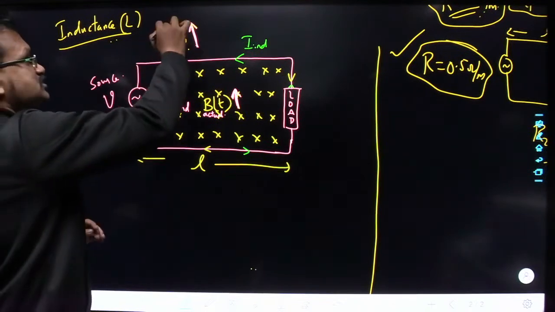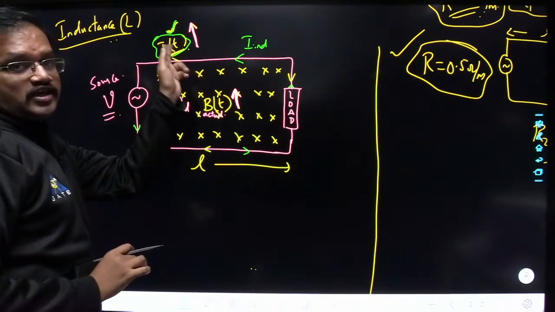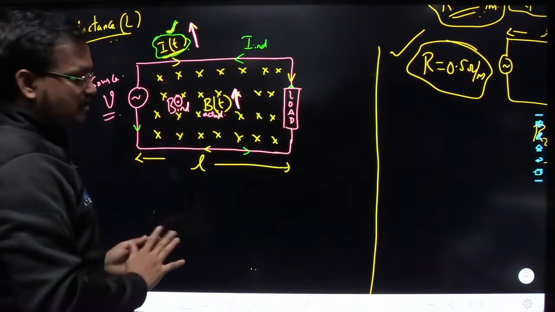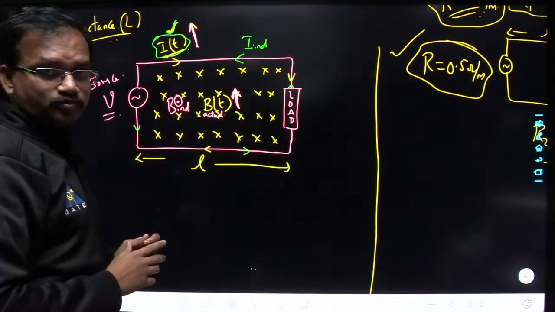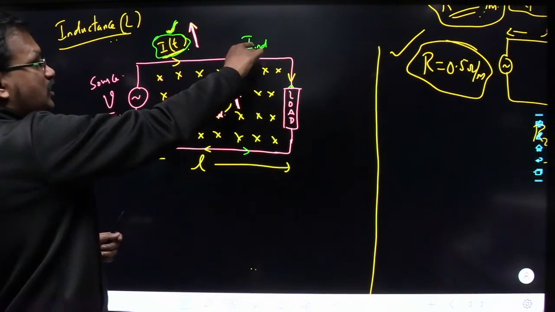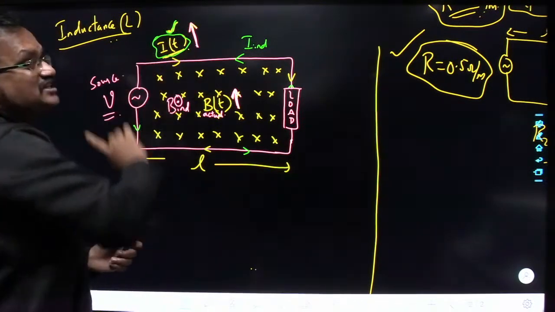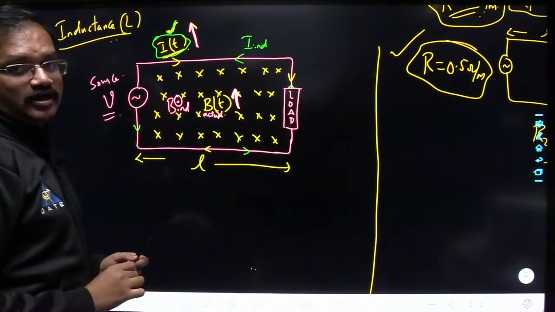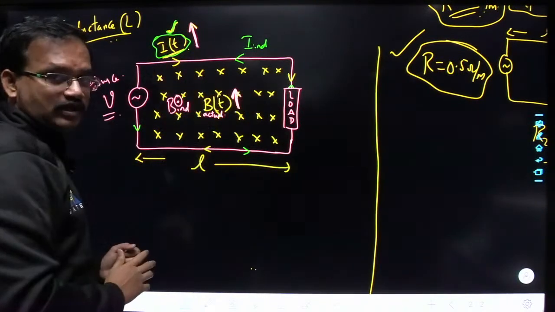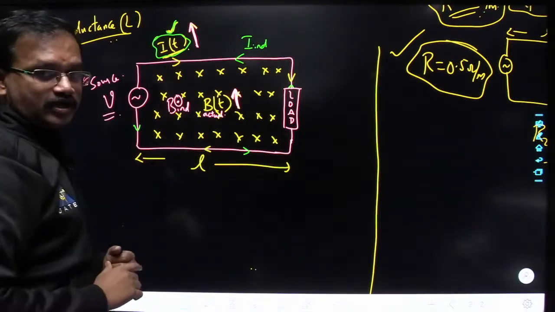So whenever this current tries to change with respect to time, there will be a change in magnetic flux here. Because of this change in magnetic flux, an EMF is induced around this closed loop, which produces this induced current, and this induced current is opposing the actual change in current. If there is no change in current here, then there will be no change in magnetic flux, no induced EMF, and no induced currents.